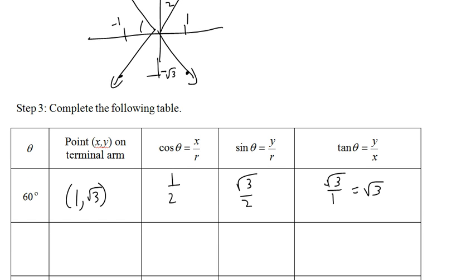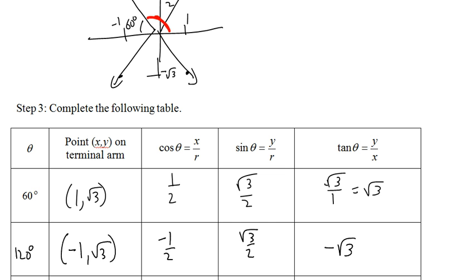Okay, our next one, if that's 60, then theta must be 120, because it's 180 minus 60, so that's 120 degrees there. And that's going to go left, so negative 1, positive root 3, because it's still going up. So it's going to be negative a half, root 3 over 2, and negative root 3. Notice, as we learned before, these values are all going to be the same as we move down. The only thing that's going to change is whether or not they're positive or negative.